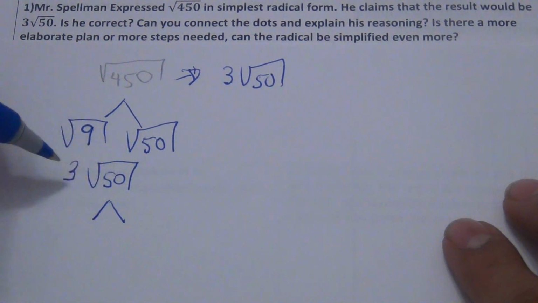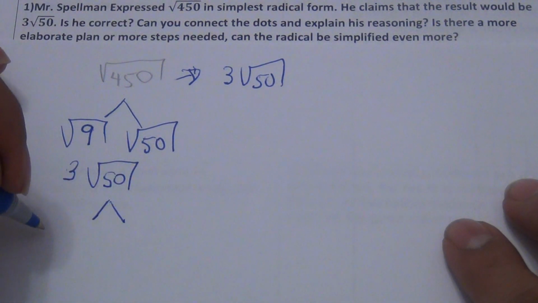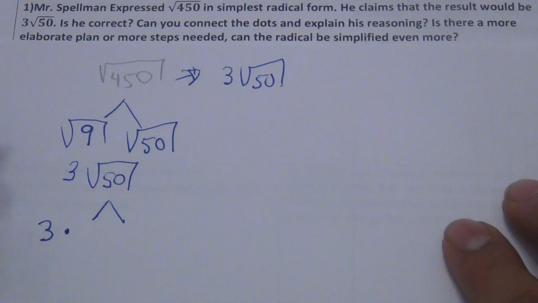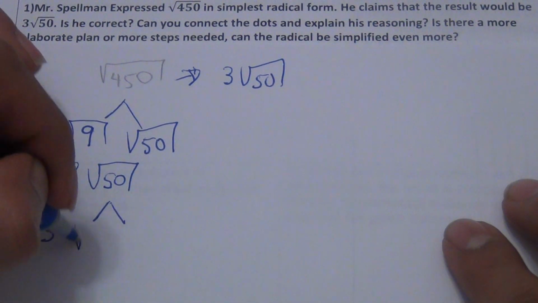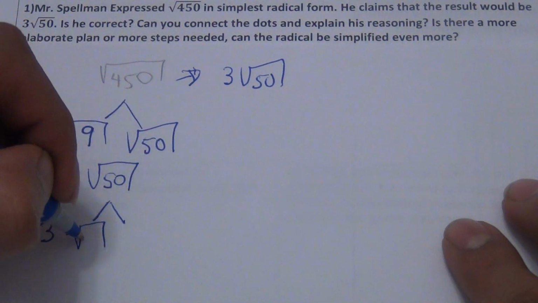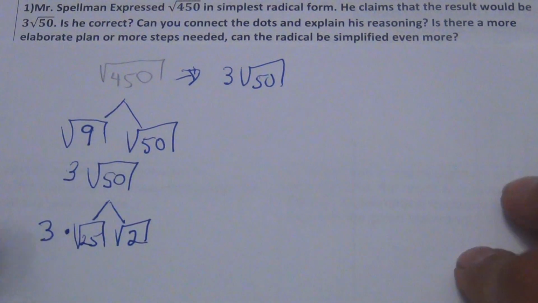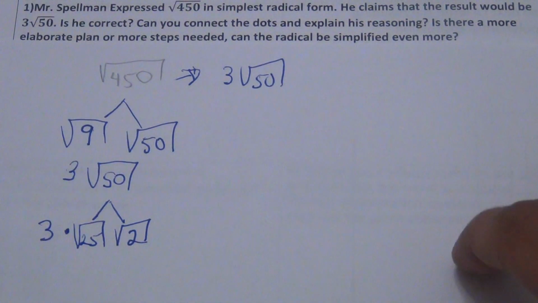So how do you read this? 3 times radical 50. So 3 times, and then how do I simplify radical 50? Well, radical 25 times radical 2.